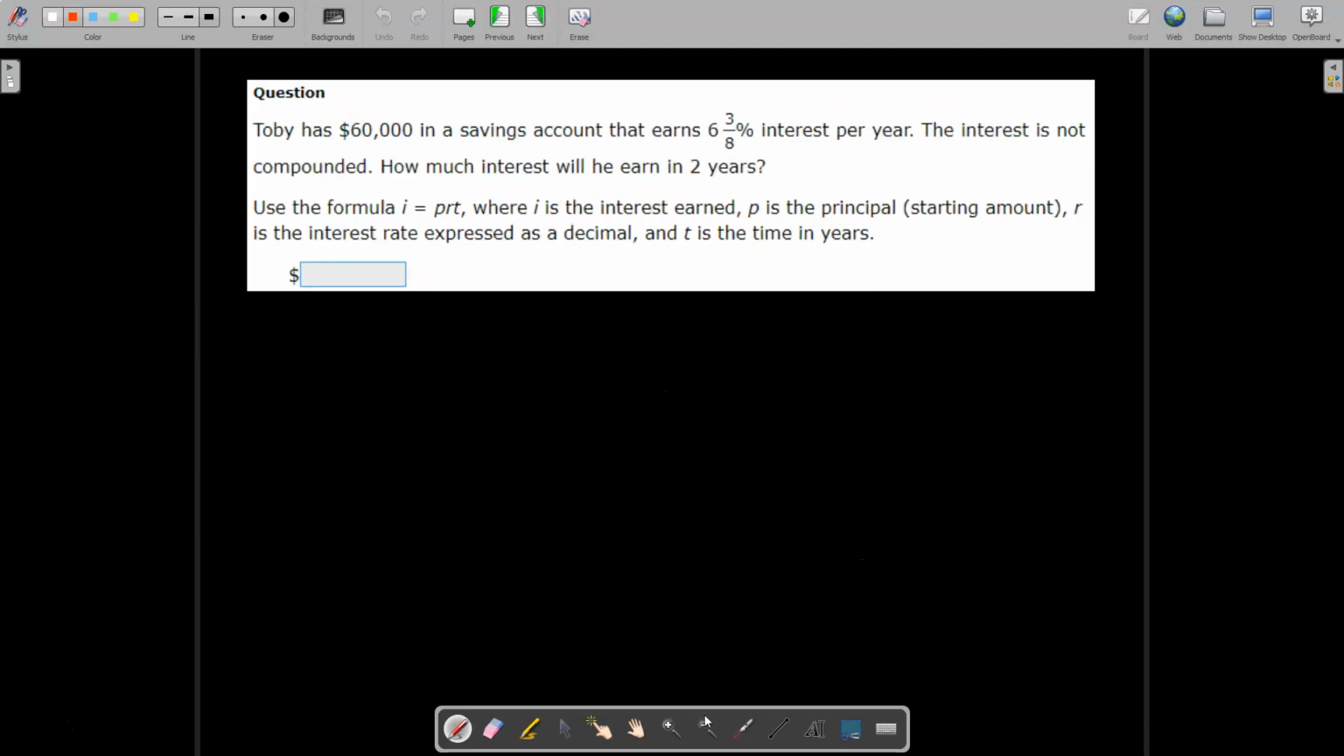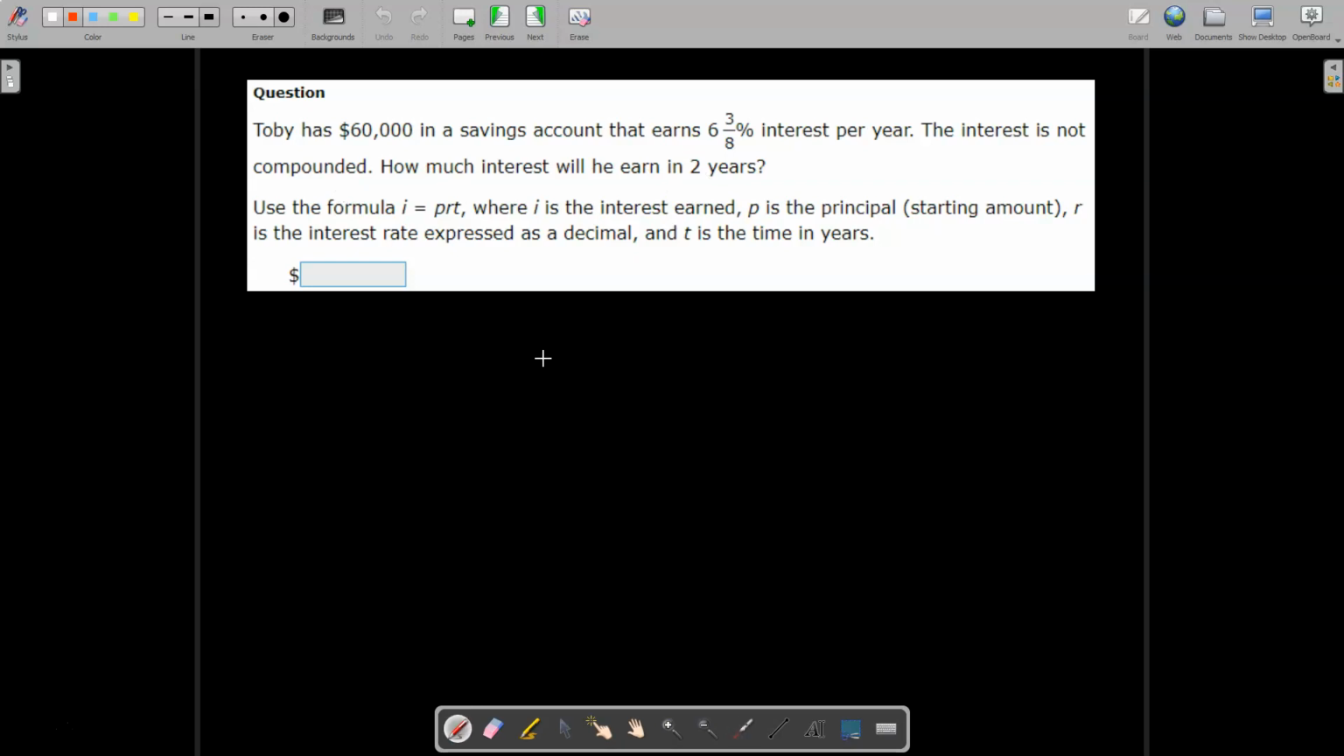And that brings us to our final question that we're going to work on here. And you might see that the interest rate's a little tricky. That's why I've chosen this one. The interest rate's a mixed number, 6 3/8. We have a whole number with a fraction, so that is a mixed number. Toby has $60,000 in a savings account. That's our principal starting amount. He earns 6 3/8% interest per year. We'll deal with that in a moment. The interest is not compound. How much interest will he earn in 2 years?